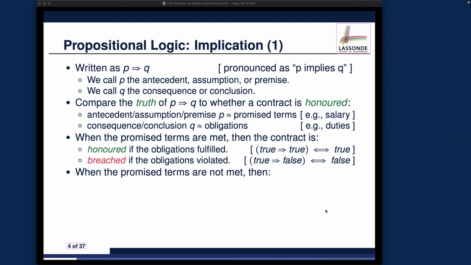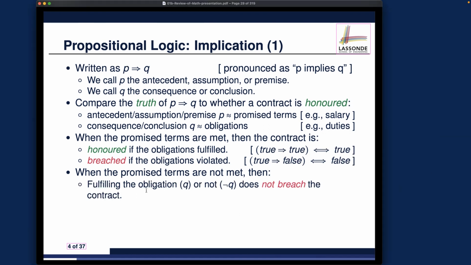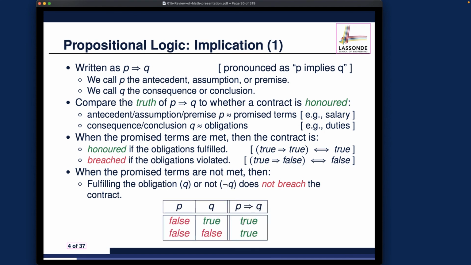Let's now talk about slides. All right, fulfilling the obligation or not, whether you do the duties or not, doesn't matter. Overall, the contract will still be considered as honored or not breached. So you can see when P is actually false, it doesn't matter what Q is. In that case, it will just be true. All right, so this slide here really provides some intuitive story about the rationale behind the implication. So far we have covered all the logical operators for proposition.